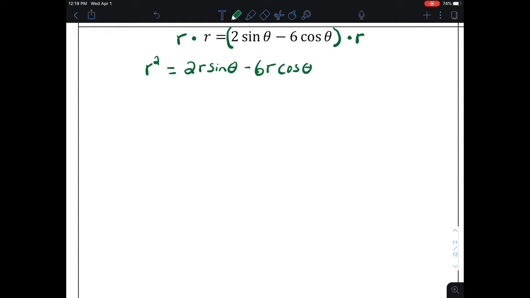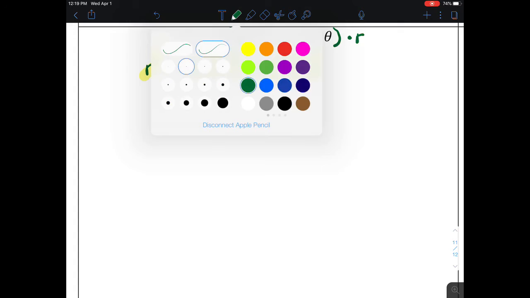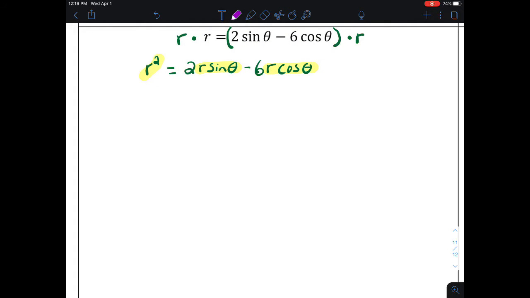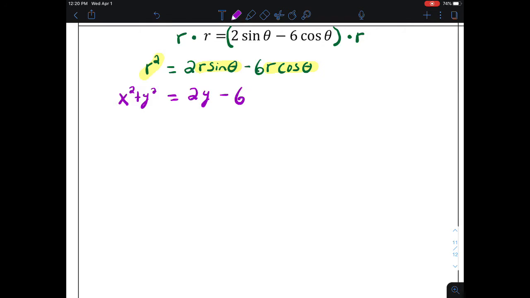Well, now we can do our conversions because I know what r squared is. r squared is x squared plus y squared. r sine of theta is y, and r cosine of theta is x. So we're going to exchange our polar equations for rectangular ones at this point. So r squared is x squared plus y squared, and I have 2 times y minus 6 times x. So that's a rectangular form.